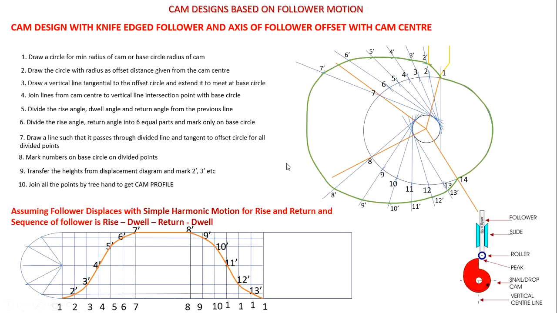So now we have looked at two designs with knife edge follower, both with offset and without offset. In the subsequent session we'll look at roller follower, flat face follower and oscillating follower.